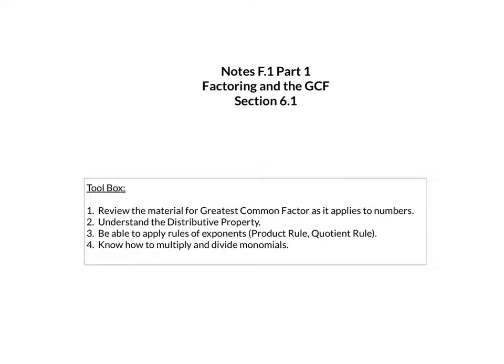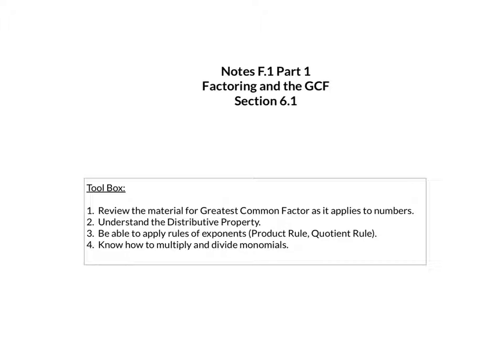The next thing that we're going to look at is factoring, which is the opposite of multiplying polynomials. In this section, we're going to talk about factoring and the greatest common factor. This comes from section 6.1 of the textbook. So, in order to complete this section, please review the material for greatest common factor as it applies to numbers.